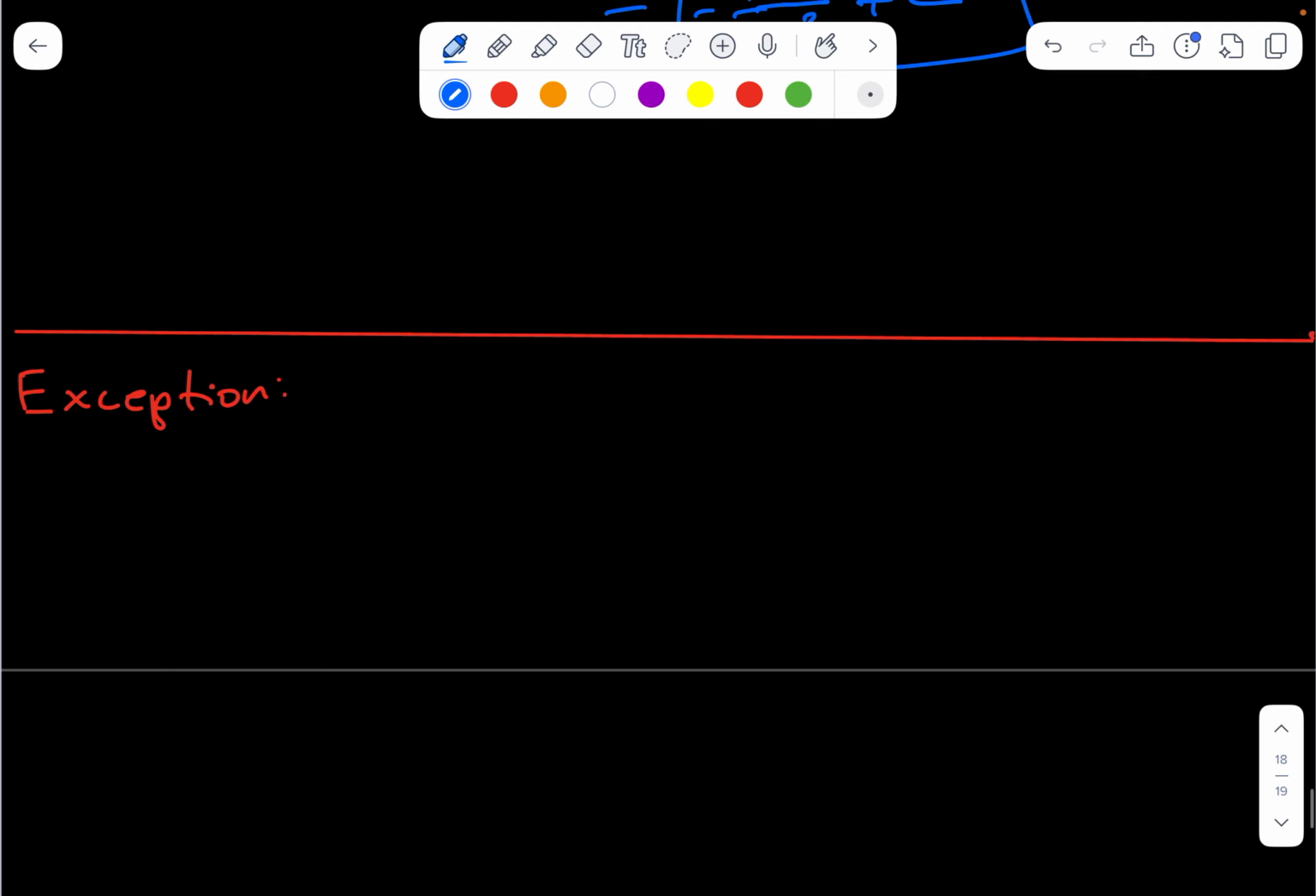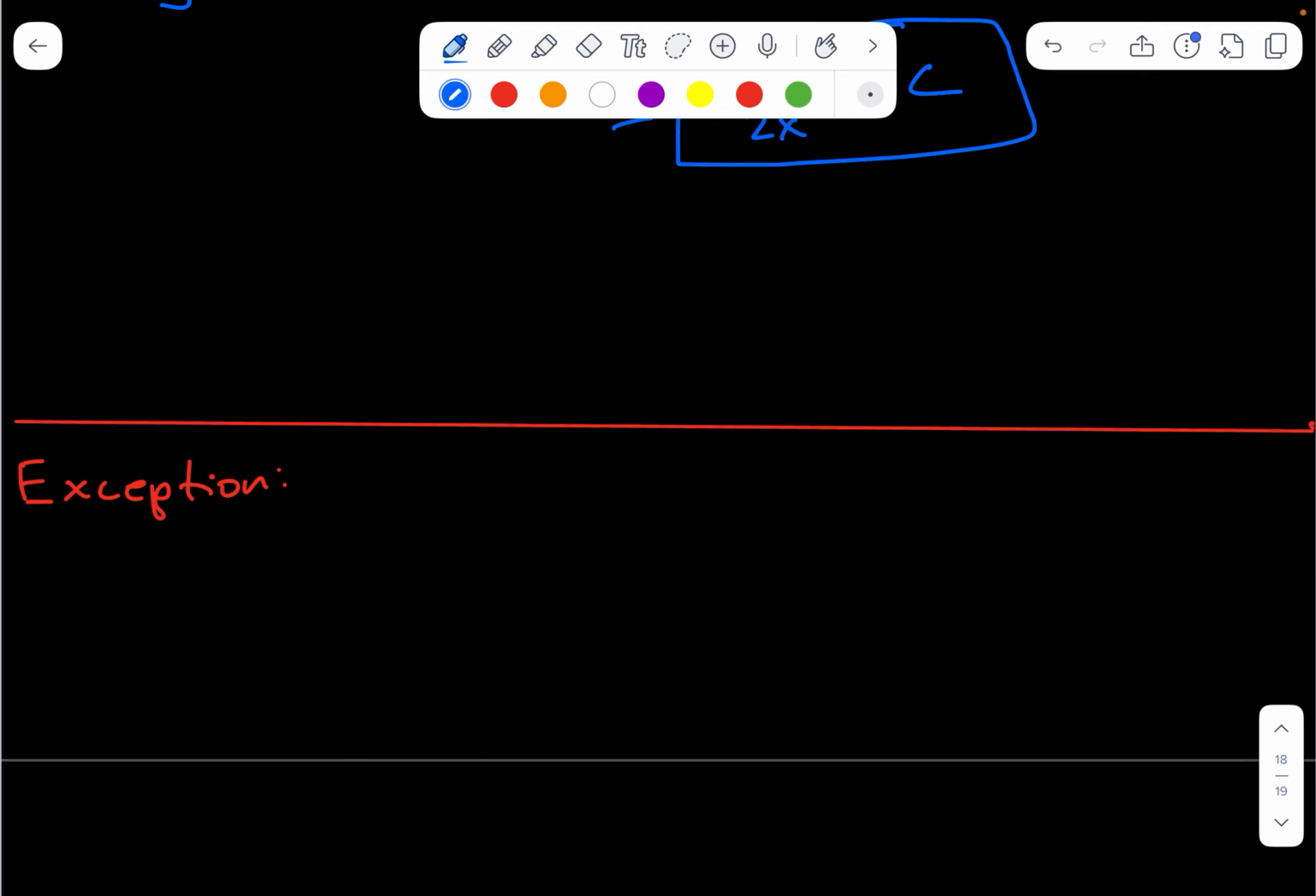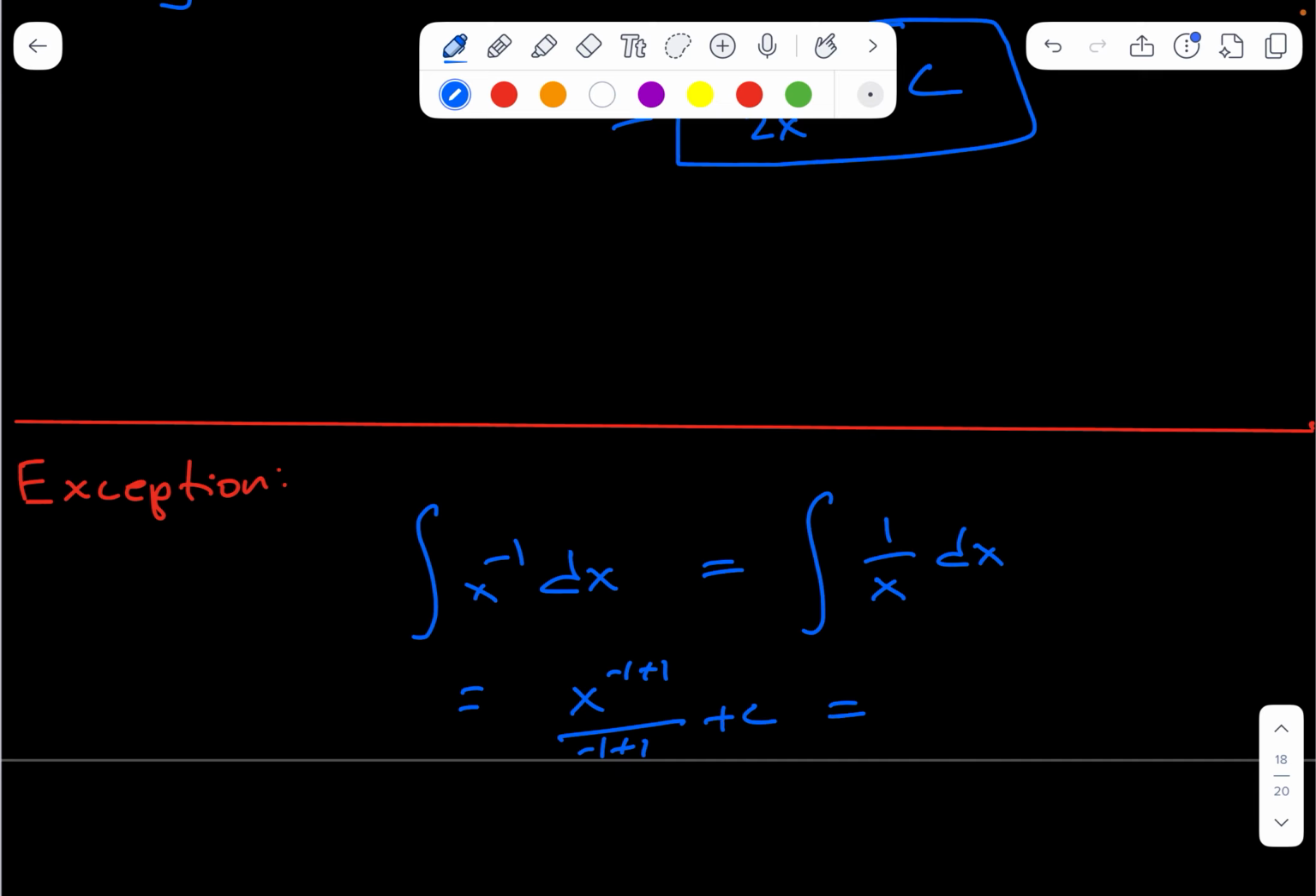However, I do want to reiterate the exception. Whenever you see x to the minus 1 dx, which is equivalent to 1 over x dx, this you cannot use the power rule for, because once again, this will just end up being x to the minus 1 plus 1 over minus 1 plus 1 plus c, and this is just equal to x to the 0 over 0. And because this is undefined, we have to use a different integration technique to solve.